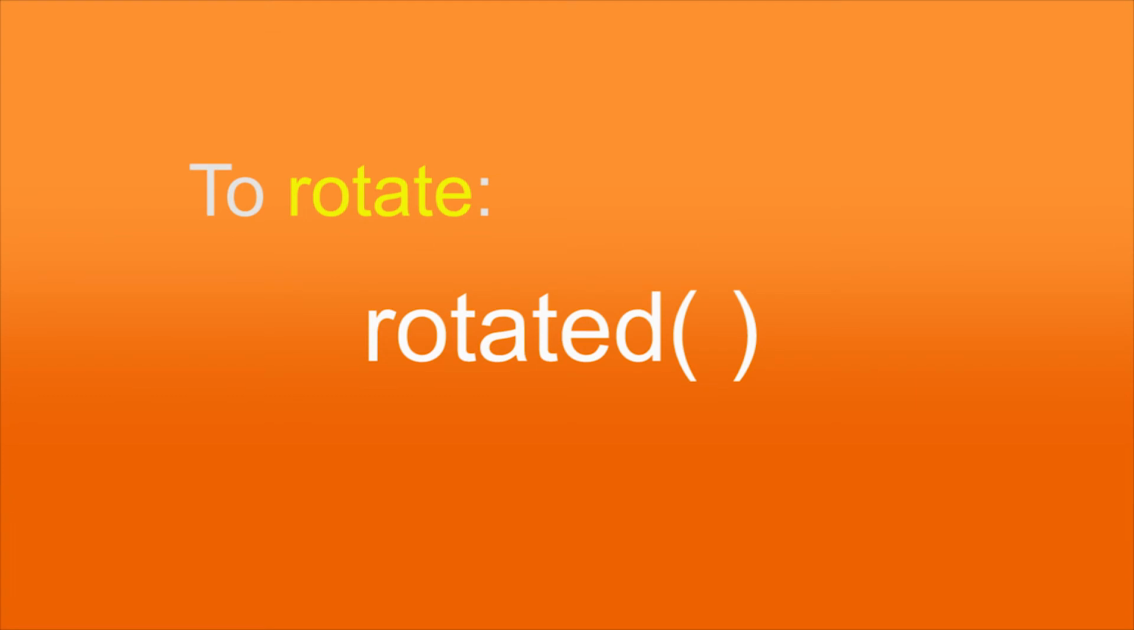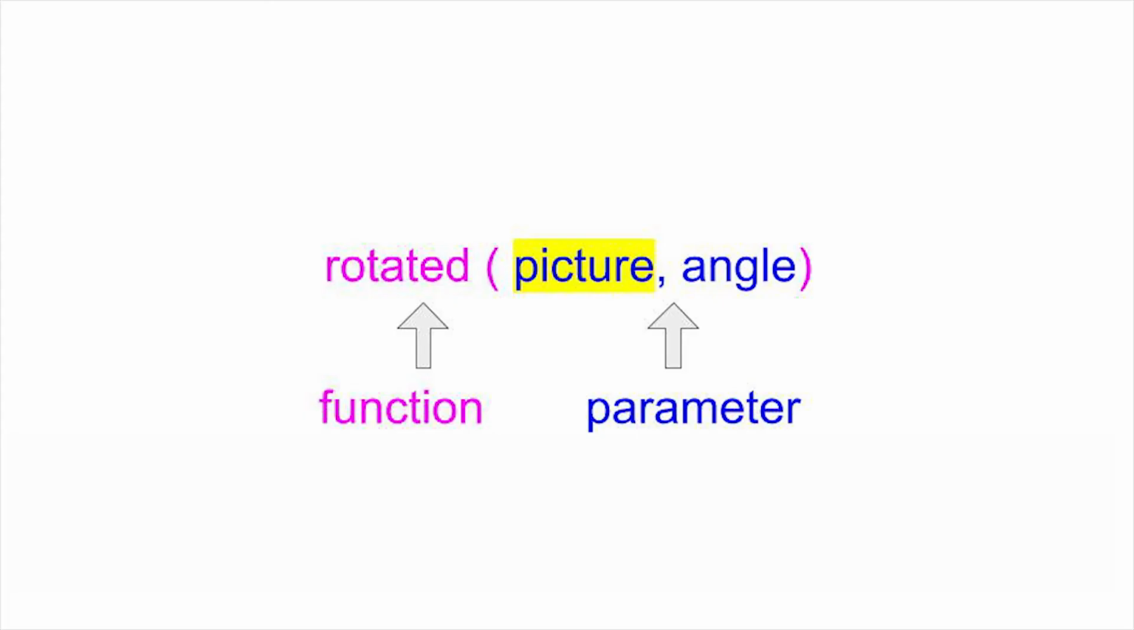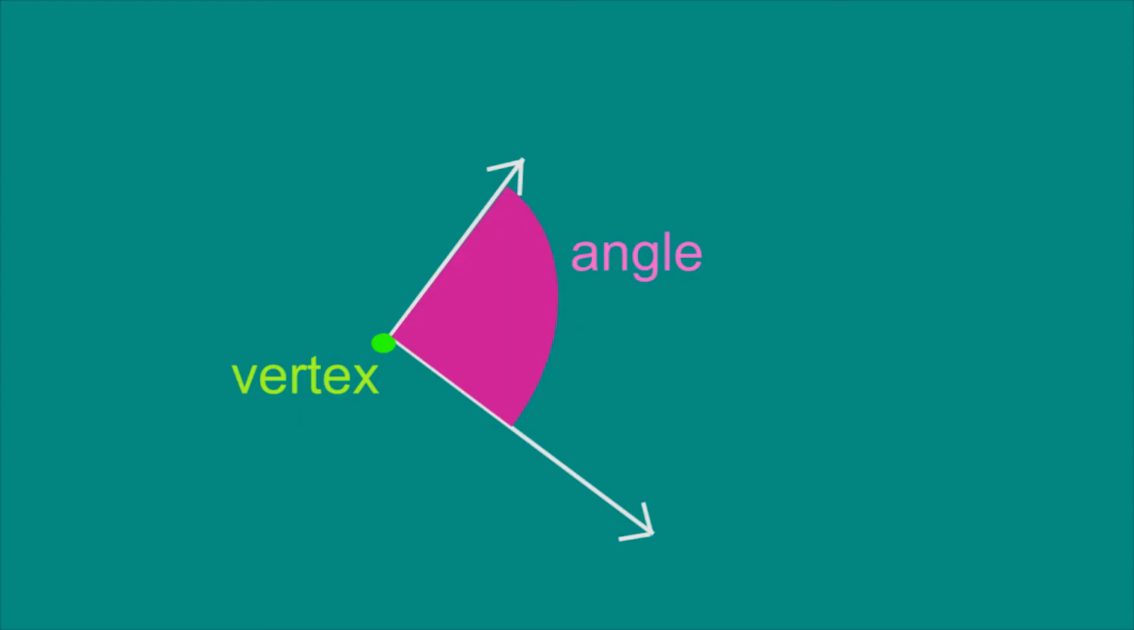Our next transformation is the rotated function, and this is the function we use to turn things in our program. To rotate things, we write the function rotated and then with an open and close parenthesis. And inside this parentheses, you put the parameter, which is going to be the picture and a comma, and then the angle. Let's talk about angles a little bit.